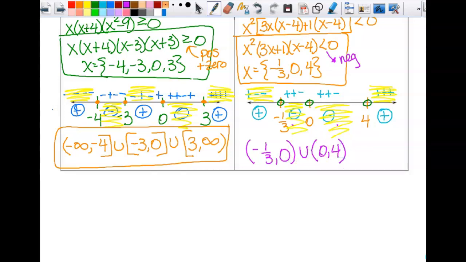Now, had this said less than or equal to, then being equal to 0 would be okay. So I could have included 0, -1/3, and 4. So I could have written it as one interval and been fine. Okay, one full thing there.